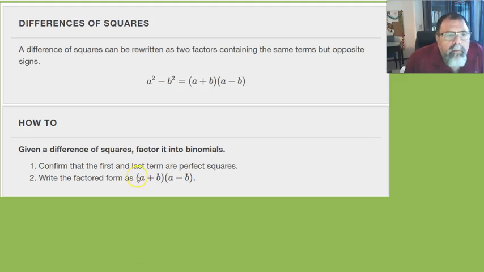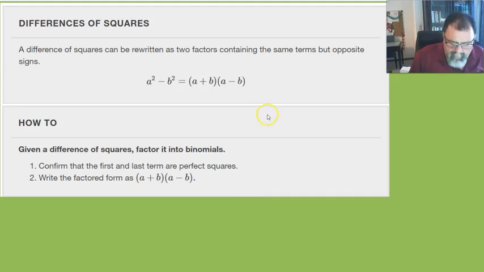All right, this shortcut comes up a lot, and you'll learn to love it like I do, hopefully. Difference of squares can be rewritten as two factors containing the same terms but opposite signs. So you've got a sum and a difference. If you have two squares and it's a difference, subtraction, this is a difference of two squares. To factor it, you just square root both, and the middle term cancels, so you're going to get a plus and a minus. So we factor it as that.